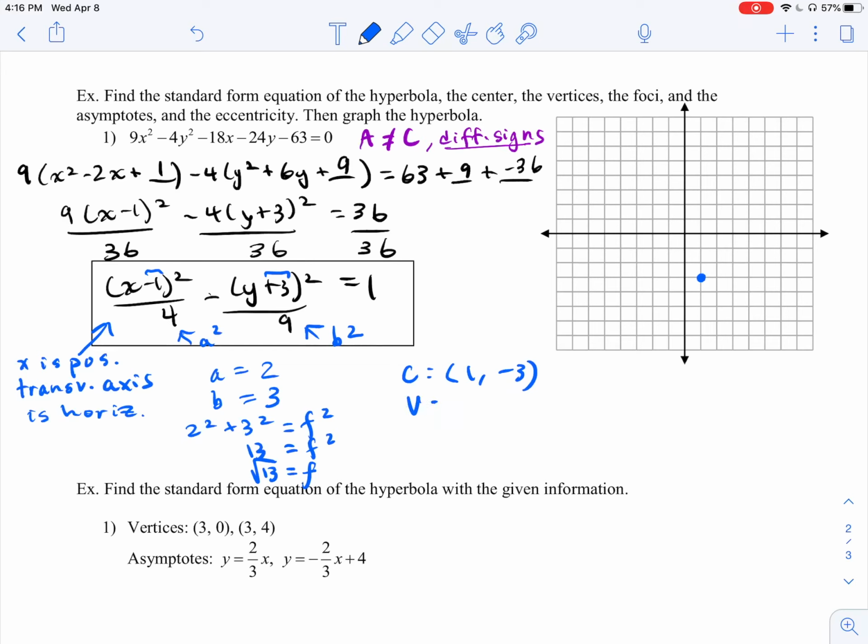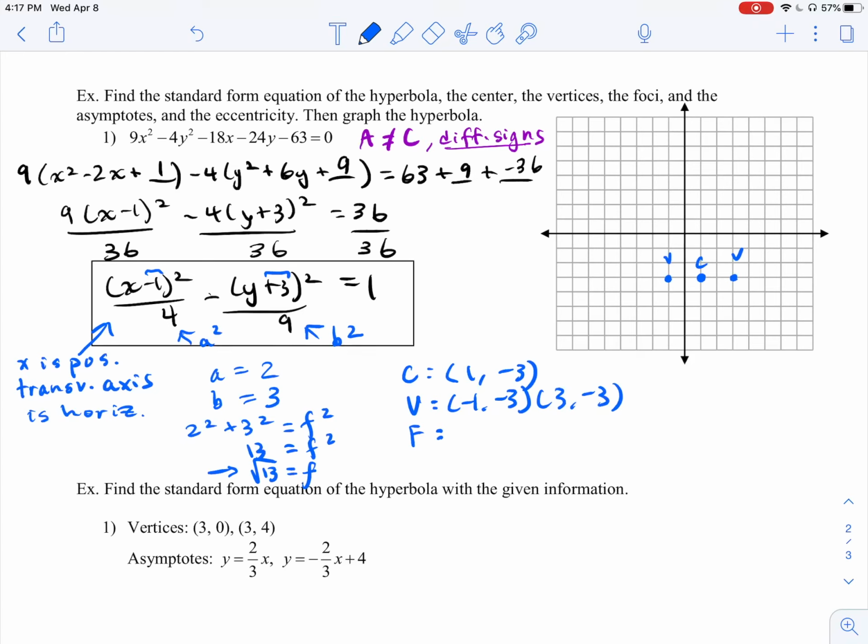Now, because our transverse axis is horizontal, and we know our a value is the distance from our center to the vertex, I can now draw my vertices on each side of my center and write that as being negative 1, negative 3, and positive 3, negative 3. There are vertices. Again, keeping in mind that our transverse axis is horizontal, we're going to keep on going now to find our foci. Now, each focus is going to be root 13 units on each side of our center. It's root 13 units away from the center.